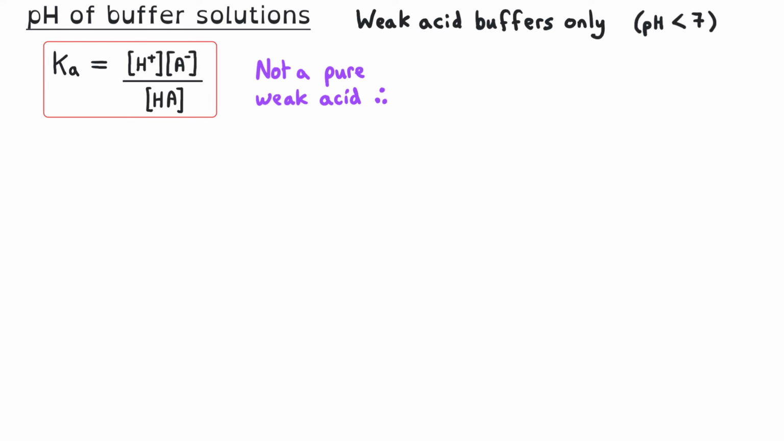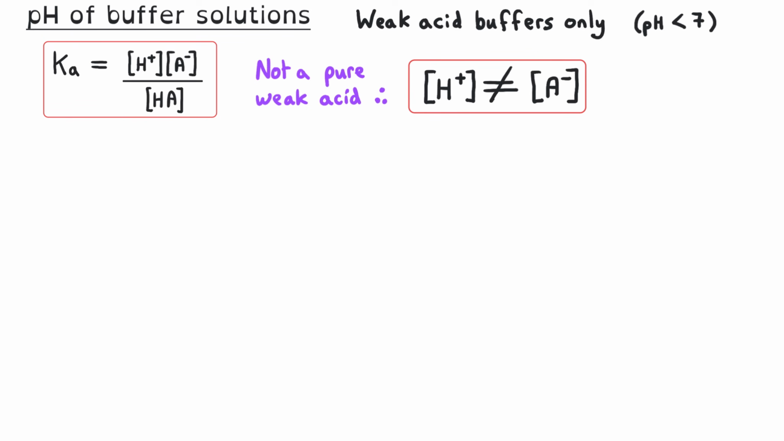Now, since we're not working with a pure weak acid, we cannot use the simplification where the hydrogen ion concentration is equal to the A- ion concentration. This will not be the case. And so that means that we cannot approximate our expression to be Ka equals [H+] squared over [HA] because we're not dealing with a pure weak acid. And so since we're calculating the pH of our buffer solution, we need to find our hydrogen ion concentration.